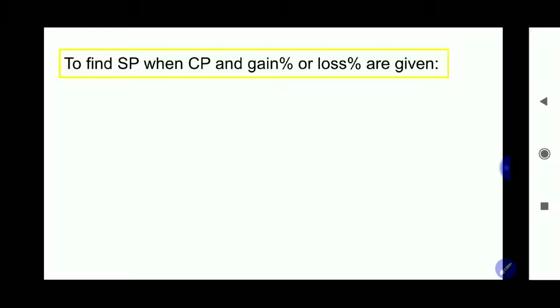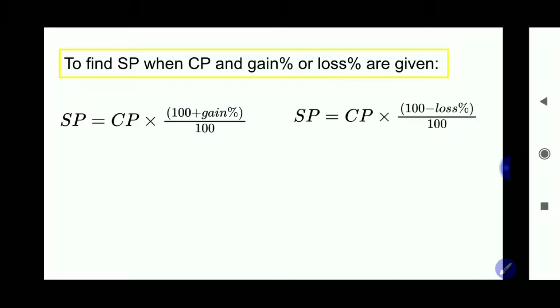Formula to find selling price when cost price and gain percentage is given. Selling price is equal to cost price into 100 plus gain percentage by 100. And formula to find selling price when cost price and loss percentage is given. Selling price is equal to cost price into 100 minus loss percentage by 100.